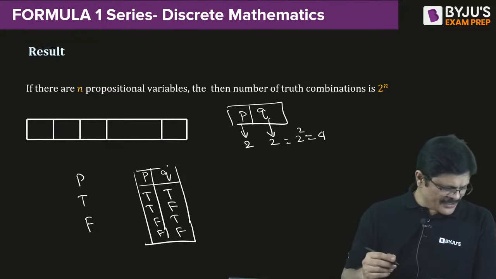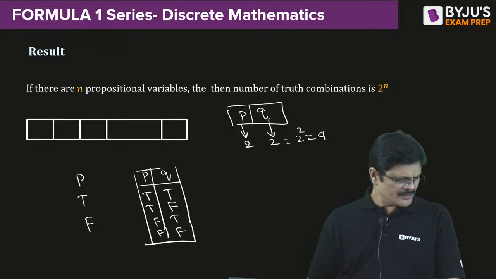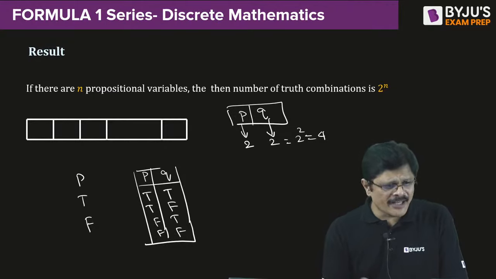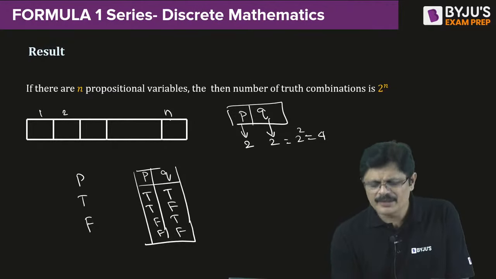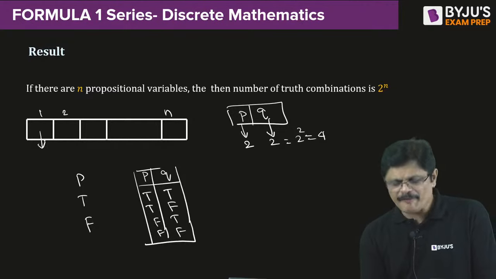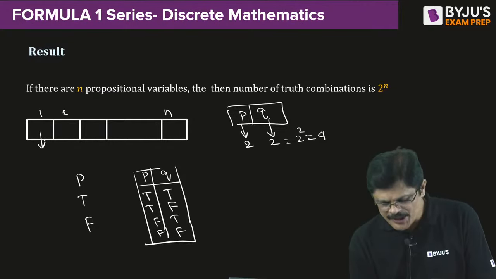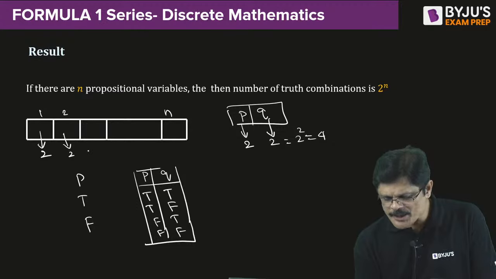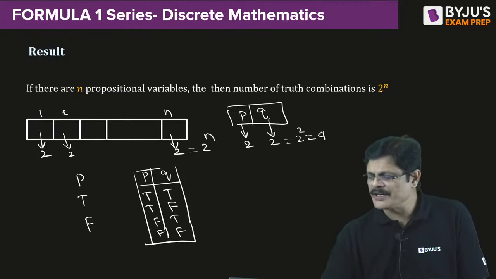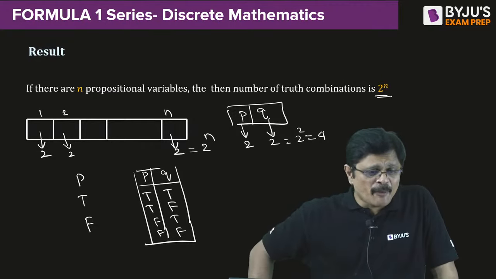And if you have n propositional variables, how many truth combinations are possible? For the first propositional variable, 2 truth possibilities, second one 2 truth possibilities, continuing this way, nth one 2 truth possibilities, totally 2 power n. So when you have n propositional variables, it is 2 power n.